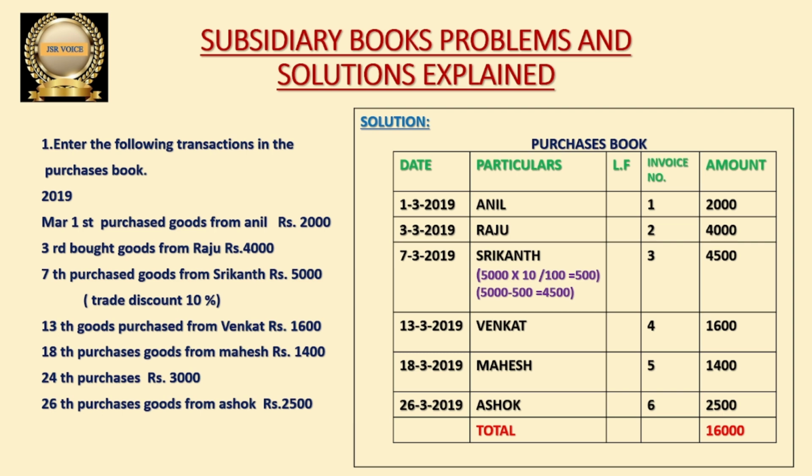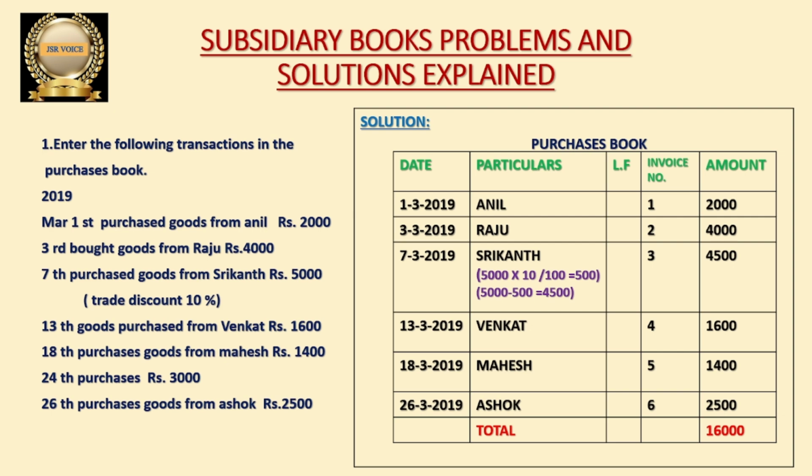And nowhere they mentioned cash. So it is credit purchase only. It is not cash purchases. If it is cash purchase, we should not record here in the purchases book. It is credit purchase only. So we can write that 1400 also in the purchase book.